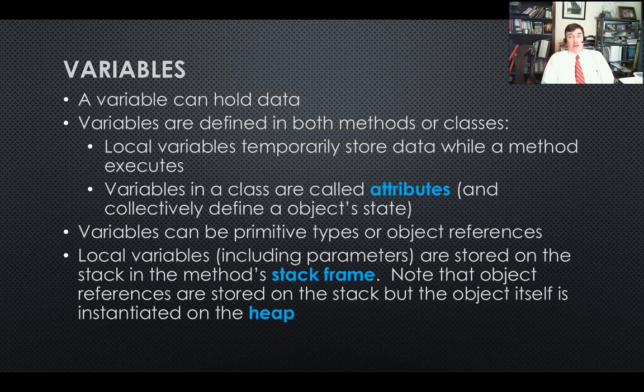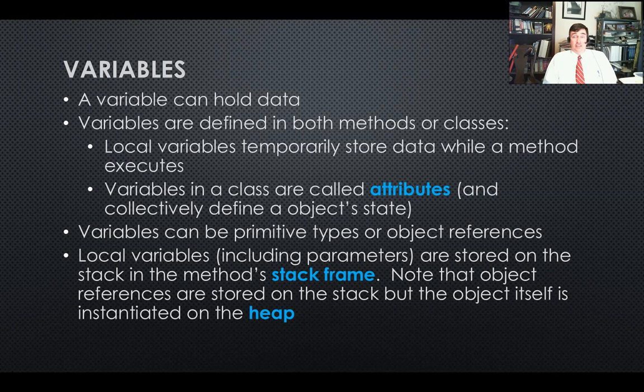Variables defined in a class are called attributes, and they collectively define an object state. And attributes will exist as long as that object, which is an instance of a class, exists. When the object is deallocated by garbage collection, the variables within the class are also freed up. Variables can fall into two broad categories: primitive types or object references. Primitive types are the built-in types that the language comes with. Object references are just that. They are references to where the object lives in the heap.